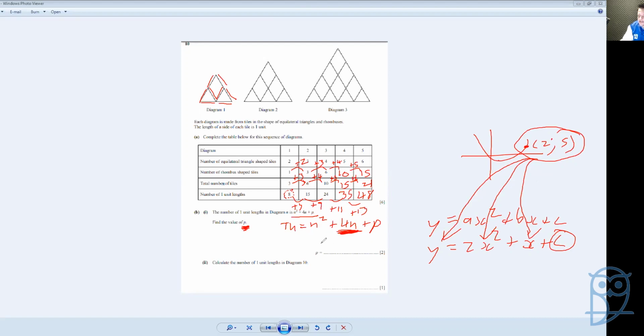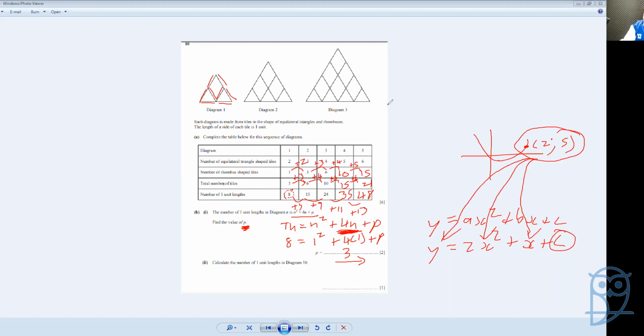The only difference is that we're dealing with a patterns question. But it's still quadratic, which means everything you know about quadratics still applies. So we just sub in 8 as my Tn, and my n value is going to be 1 because that's my term position. So 8 equals 1 squared plus 4 times 1 plus p. 1 squared is 1. 4 times 1 is 4. So 1 plus 4 is 5. 5 plus what gives 8? p must equal 3.